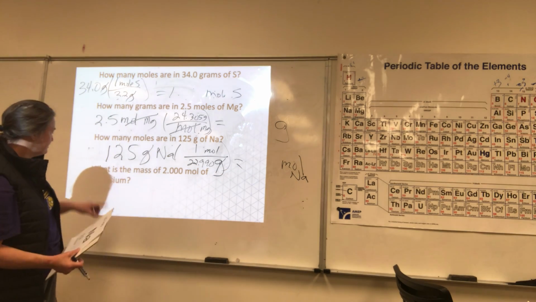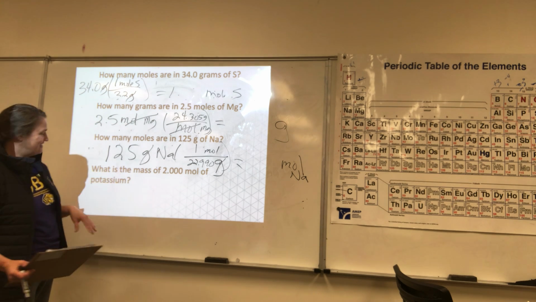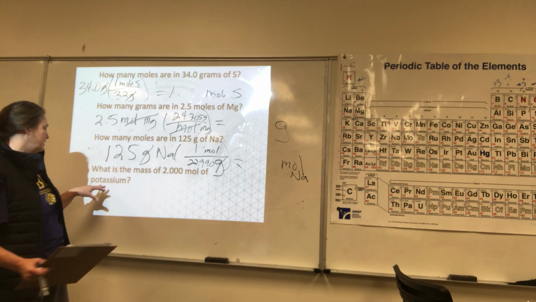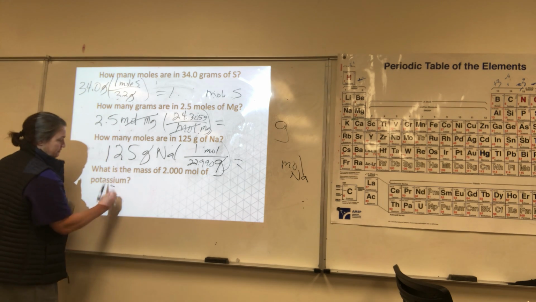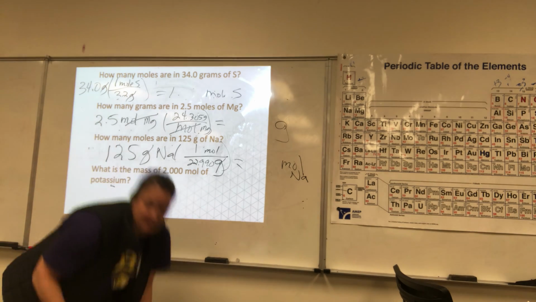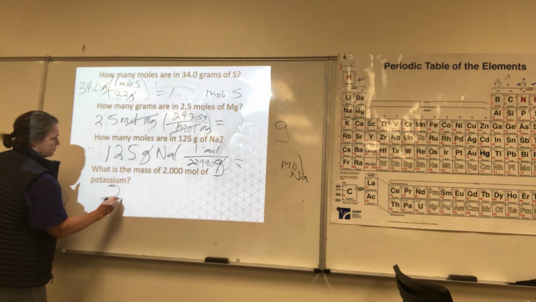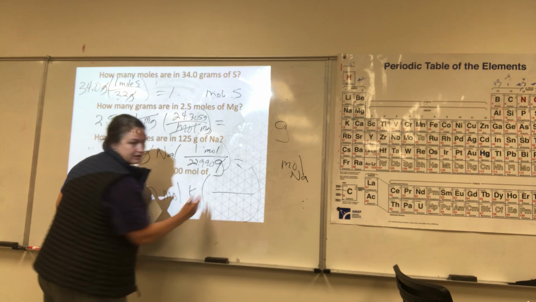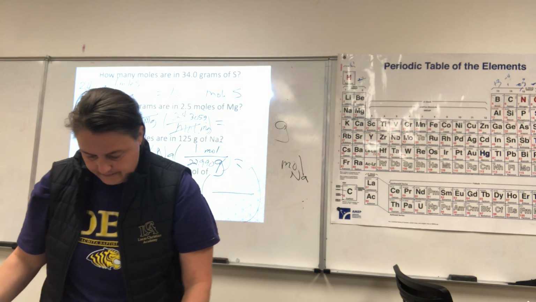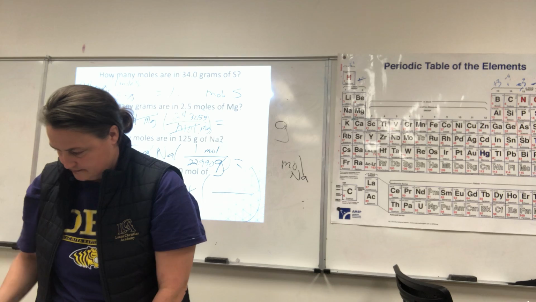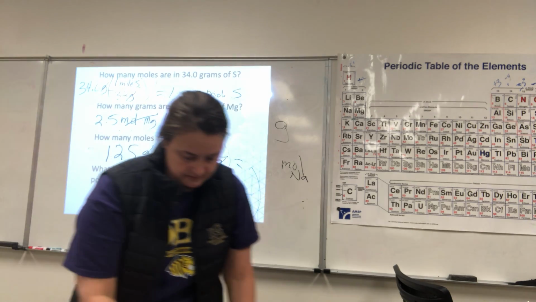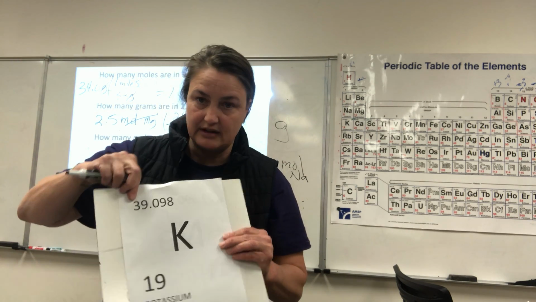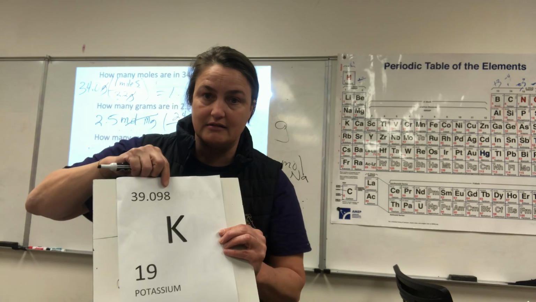The last question on this screen is this. What is the mass of 2.000 moles of potassium? Let's write it out. 2.000 moles of potassium. What would be our ratio? Let's look at the PTE. Our ratio would be this. 1 mole of potassium has the mass of 39.098 grams.